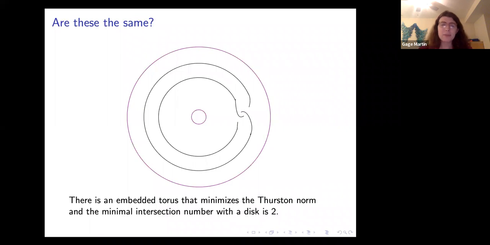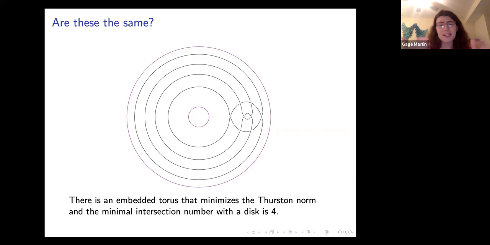We could see whether that works. In this example we've seen before, the minimal intersection number with the disk is 2. And that minimizes the Thurston norm, but there's also another surface that's minimizing the Thurston norm, and it's an embedded torus that avoids our link entirely. But that's okay. That means the annular Khovanov homology should be non-zero in degree 2, and that's exactly what the Floer homologies will tell us.